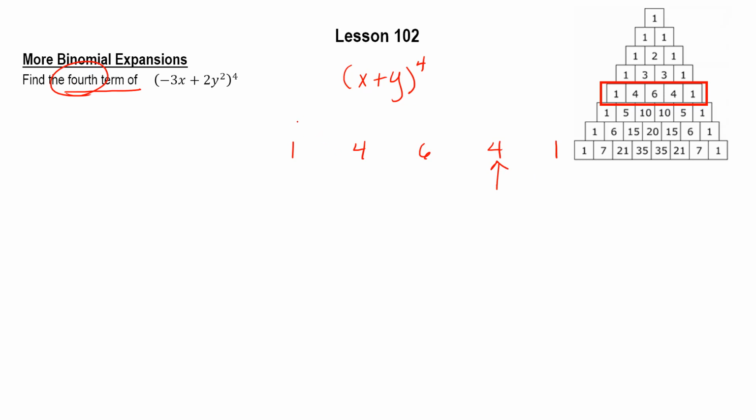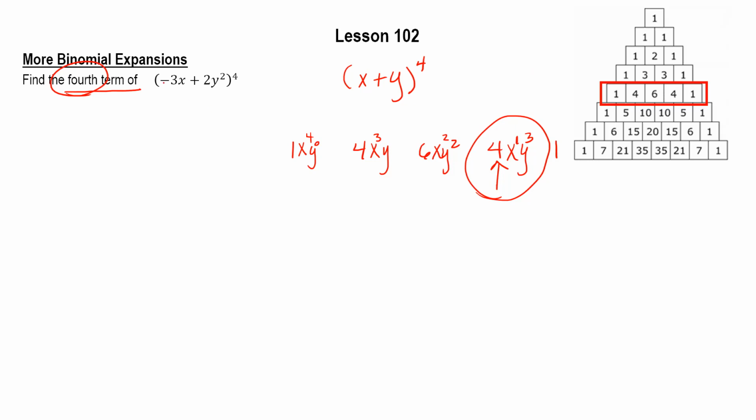And then we have to think about the powers on x and y. As you go from one term in the expansion to the next, x starts out at 4 and goes down each time 1 power, and it's gone by the last term. So the fourth term is going to have x to the 1 power. And of course, while that's happening, the y is going up from 0 up to 3. So our fourth term is going to have the coefficient of 4, a power on x of 1 and a power on y of 3.